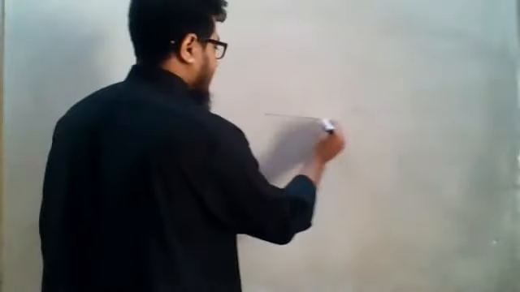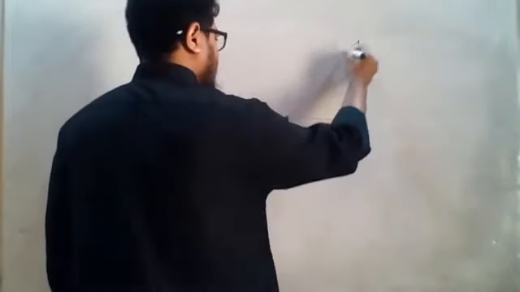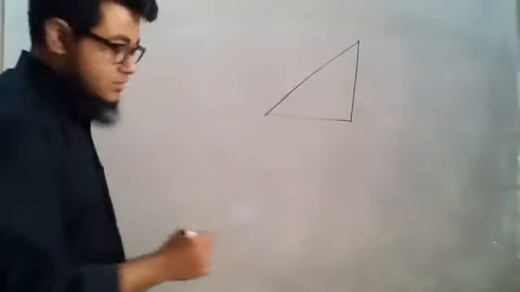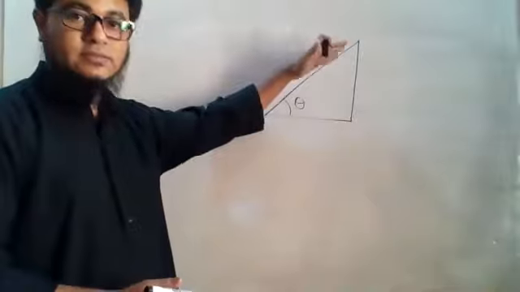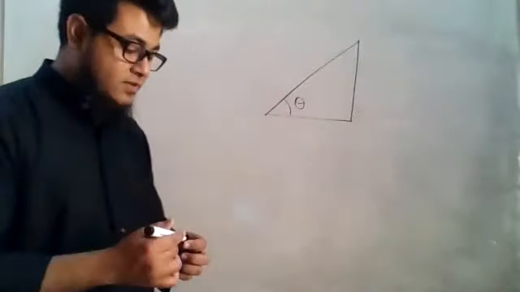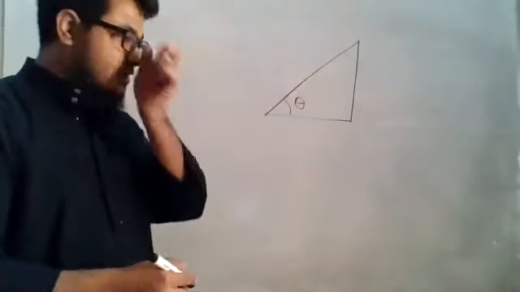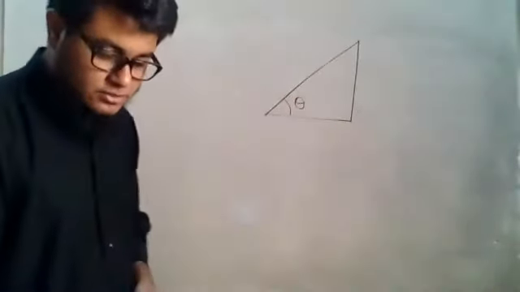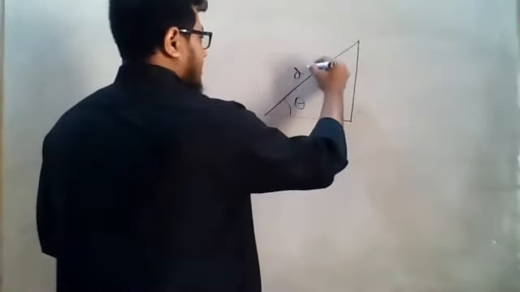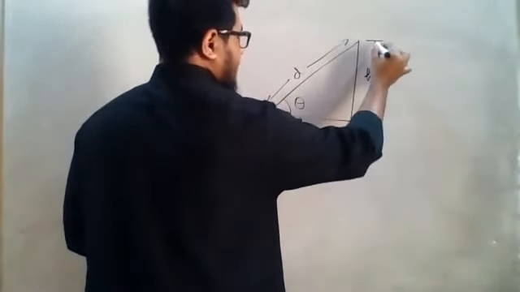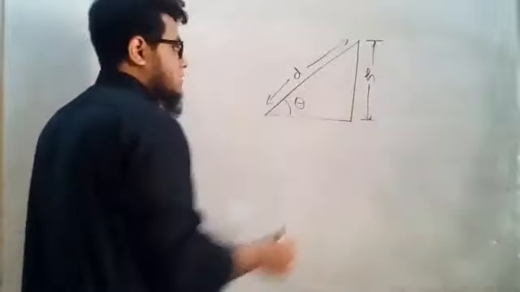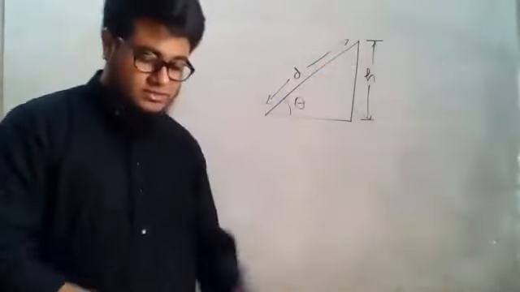Take a look at figure 4.23. In this, you can see that this is the banking of the road. Even though the road is not actually inclined at such a big angle, for your convenience I'm drawing this to a larger scale. Generally, this angle is very small. So this B is the width of the road, and this is the height from the horizontal level. This is the height of the outer surface.